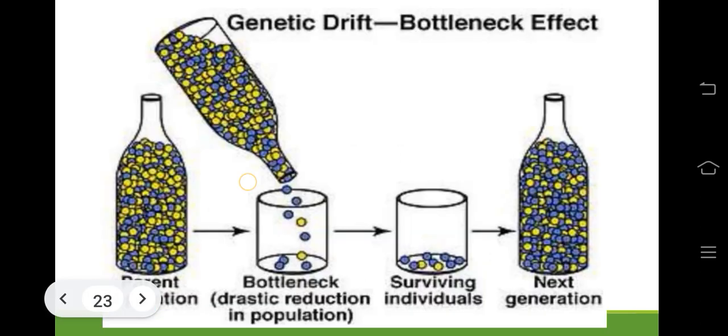Here you could see the parent population, almost equal numbers of yellow balls and violet balls. But later, when the bottleneck effect happens, a small amount of the population is transferred into another bowl, that is the bottleneck. It is a drastic reduction in population because of natural hazards or something else. Then the surviving individuals are shown. The next generation will to a greater extent have more violet balls, because those survived among the surviving individuals.